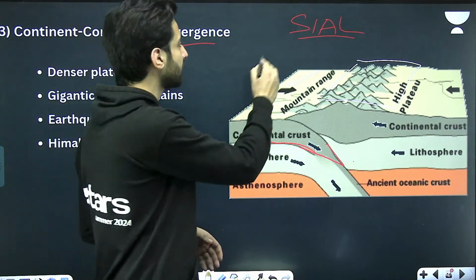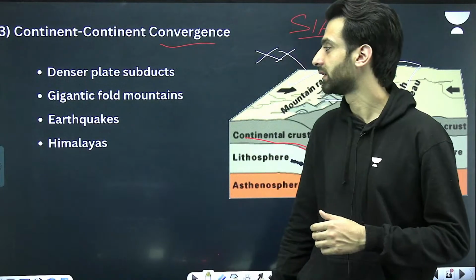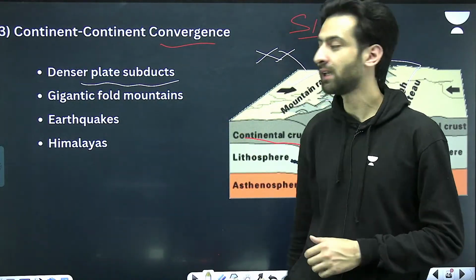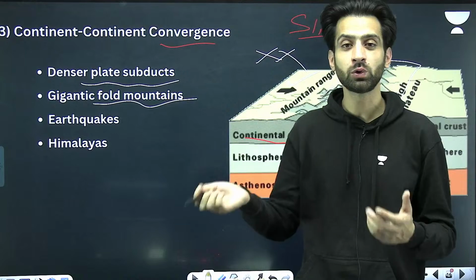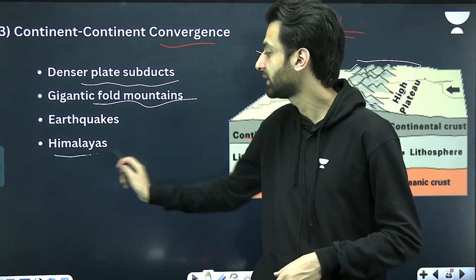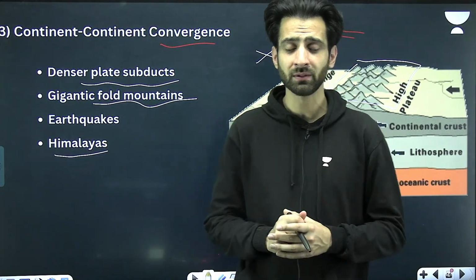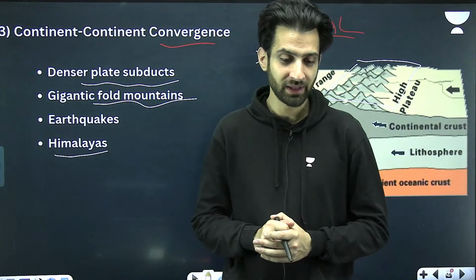So two things that are not here: no trenches, no volcanoes. That is about the convergence of continent-continent. So the denser plate will subduct again, and the gigantic fold mountains will be there. As I told you, I also gave you the reason why there will be. And finally, you will find the Himalayas is an example. Earthquakes will also be there. So these are some of the types of convergence that are taking place there.